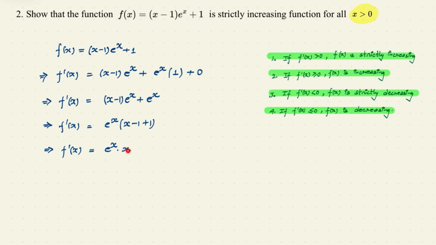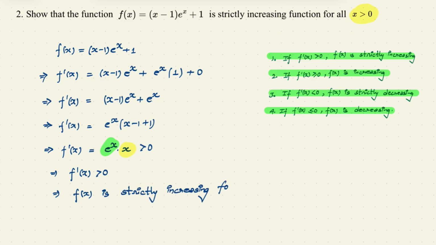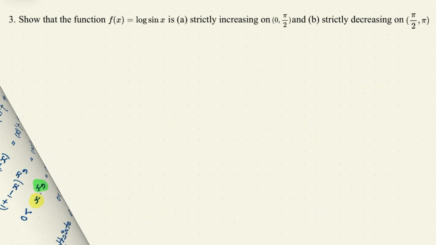That means this x will always be positive, and the other function is e to the power x, and we know that the exponential function is always greater than 0. That means this is the product of both positive numbers, and hence the product will also be greater than 0. That means f dash of x is greater than 0, and this implies the function f(x) is strictly increasing for all x greater than 0.